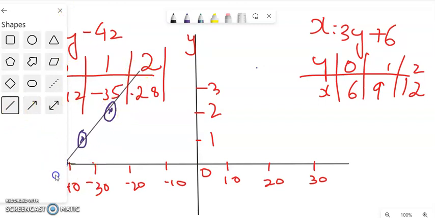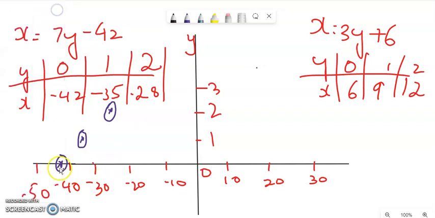Let me just draw it. See? Just use your pencil and scale. Always for all the graphs you should use pencil only. Don't use pen. Okay, see, by using scale I could get this.